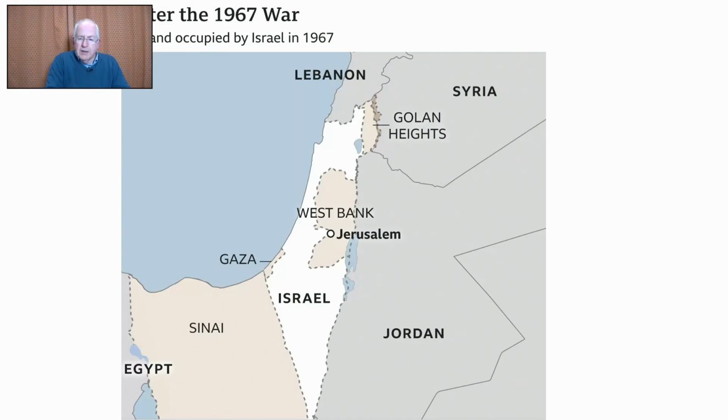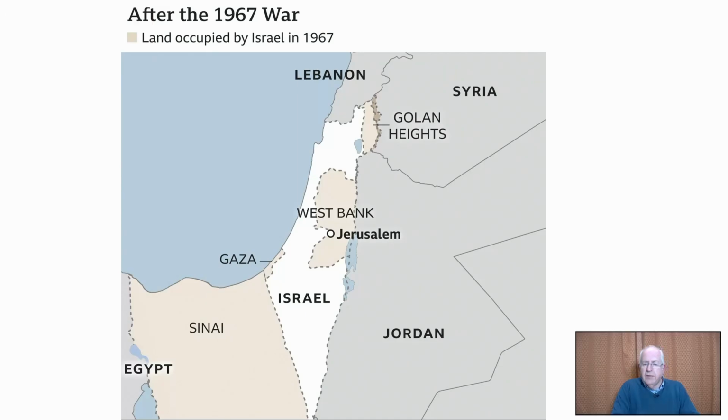So in 1967 we find the Six-Day War, which lasted 6 days, and Israel was again attacked on numerous sides. As a result, at the end of the 6 days, Israel was again in occupation of the Sinai, Gaza, the West Bank, and the Golan Heights.